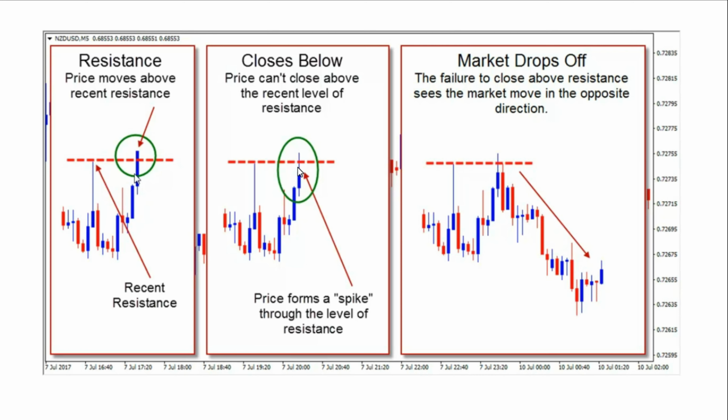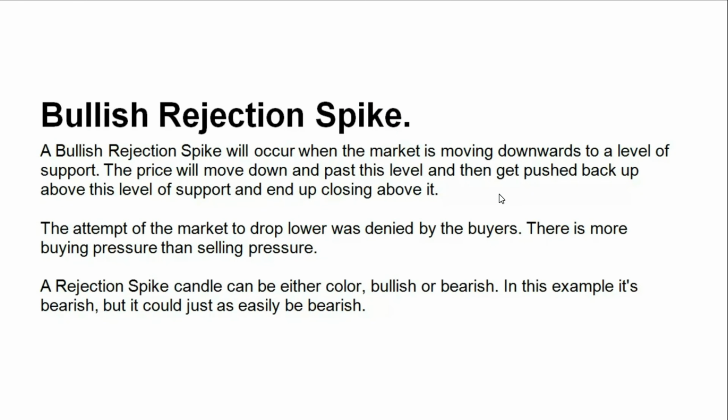Now let's talk about the bullish rejection spike. A bullish rejection spike will occur when the market is moving downward, so don't confuse yourself. Bearish is when the market is moving upward and then goes down. Bullish is when the market is coming down, the buyers take over and it goes up. A bullish rejection spike is when the market is moving downward to a level of support. The price moves down and passes the level of support, then gets pushed back up above it and ends up closing above it. The market's attempt to drop below was denied by the buyers, who say, no, you are not going to pass this level.